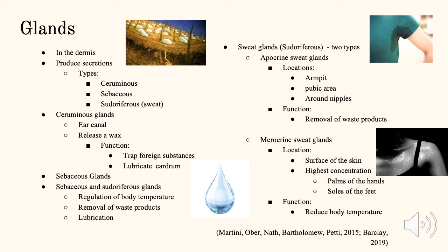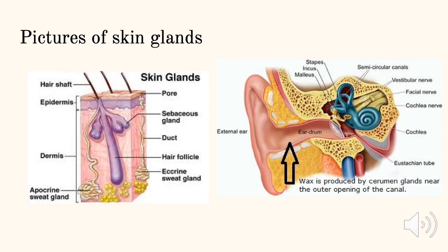Ceruminous glands are only located in the ear canal and release a waxy substance which is responsible for trapping foreign objects that get into the ear canal and lubricating the eardrum. For your reference, here are some pictures of skin glands, their location, and orientation to other organs of the skin.